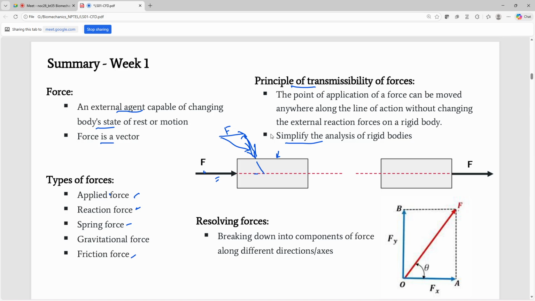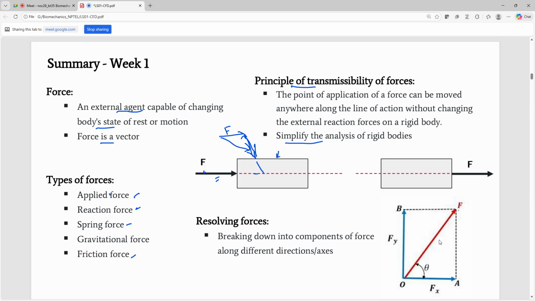And the other thing is that we can resolve forces mostly to simplify them. Forces will be arbitrary. When we are talking about 3D space or even 2D space, the force may not align with the Cartesian coordinates, that is, the x and y coordinates.